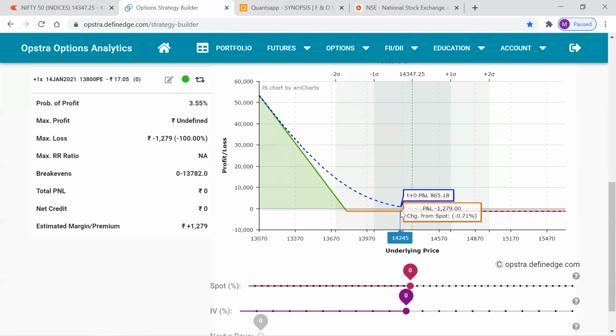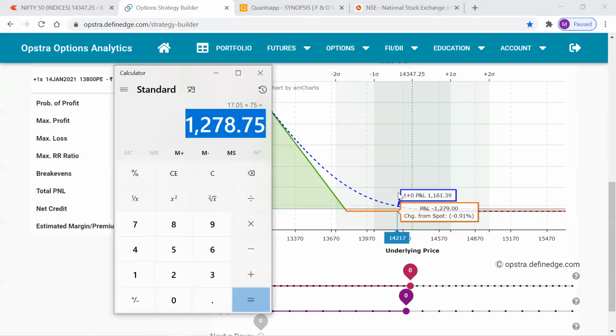So if you expect the fall to happen, and if 1,279 is within your risk, then you can enter this strategy and stay calm. If it falls, you'll be in unlimited profits. The more the fall, the more profits you get. If it is not falling, and instead goes higher, the risk is still very small. You'll be losing only 1,279 rupees, which is nothing but the premium paid. I already showed you how to calculate it. It's very simple.